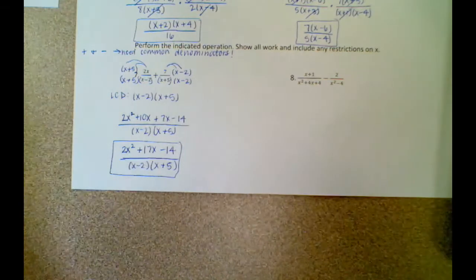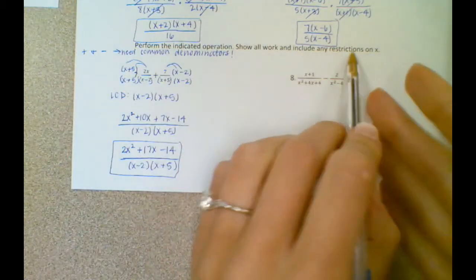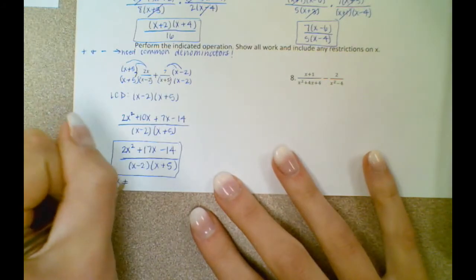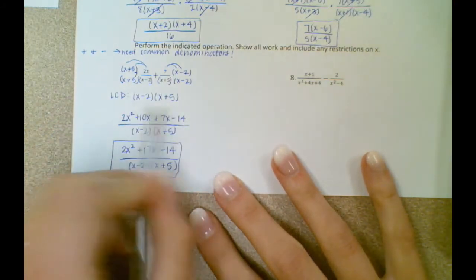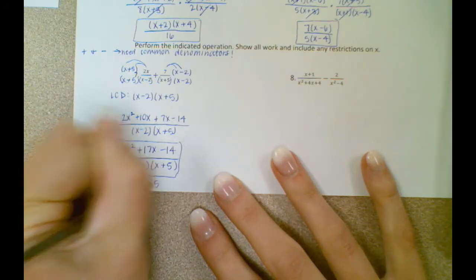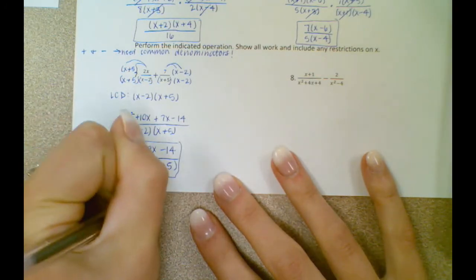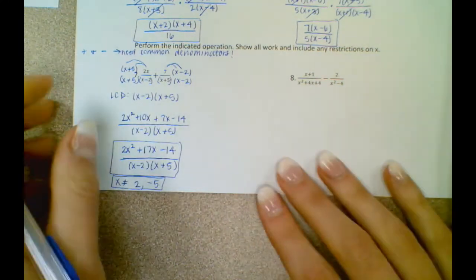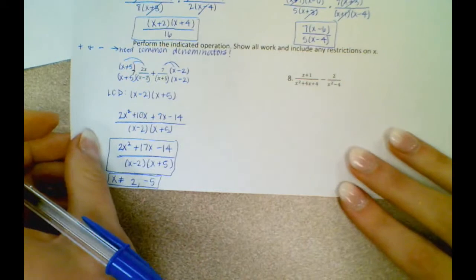Now, I did, again, forget to include any restrictions on x. So we need to say x cannot equal, look at the LCD that you guys started with. So x can't be 2 or negative 5 because those numbers would make the denominator 0, 2 and negative 5. Make sense? Okay, number 8.